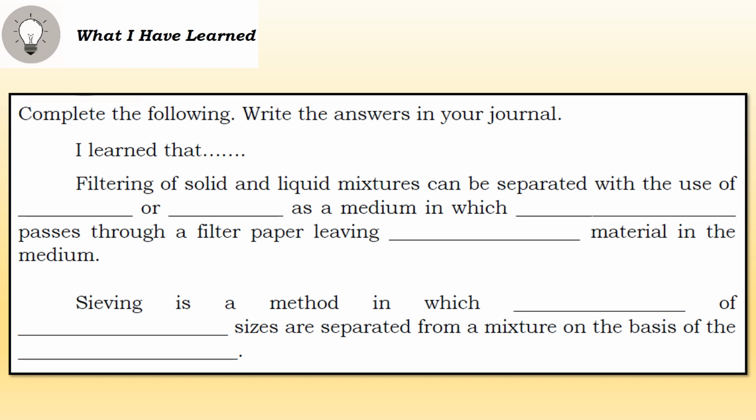natin, blank or blank, as a medium in which blank passes through a filter paper, leaving blank material in the medium. At ang pangalawang sentence, sieving is a method in which blank of blank sizes are separated from mixture on the basis of the blank. So para alam nyo ang sagot, balikan nyo ulit yung mga pages na mga module at nandoon ang sagot nito.